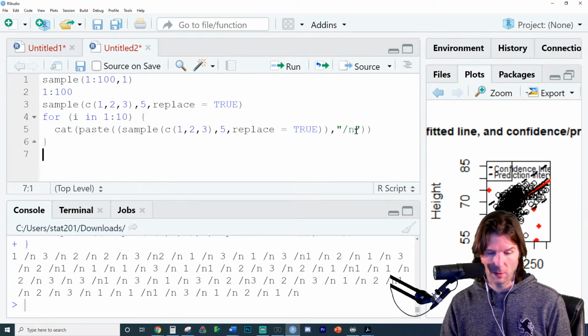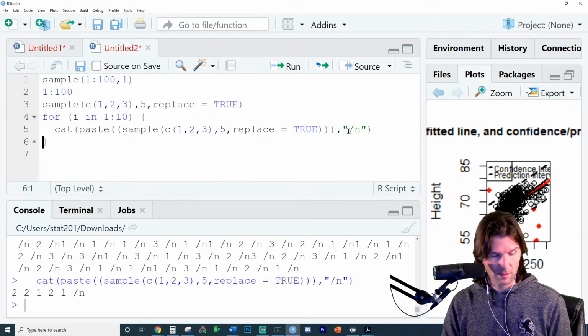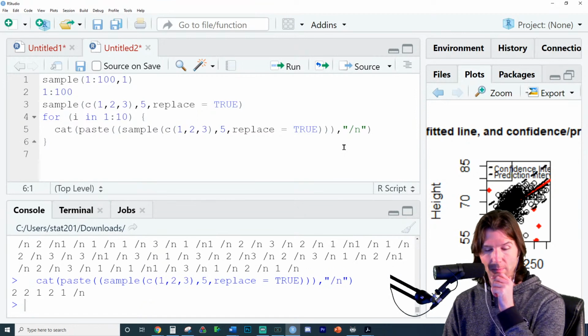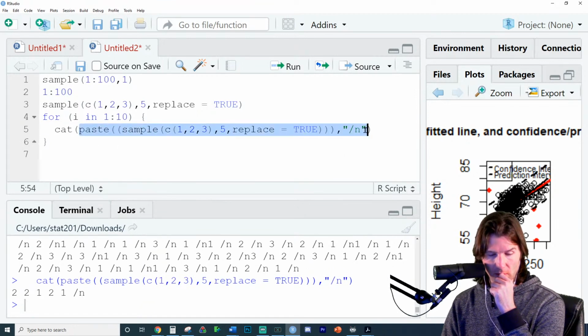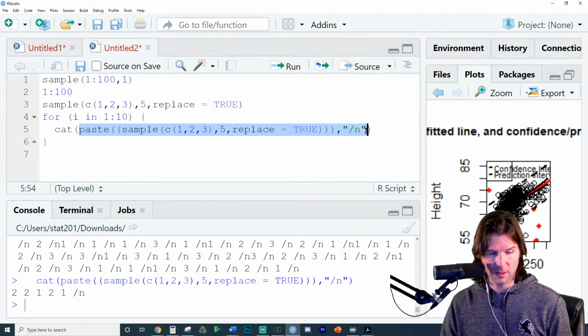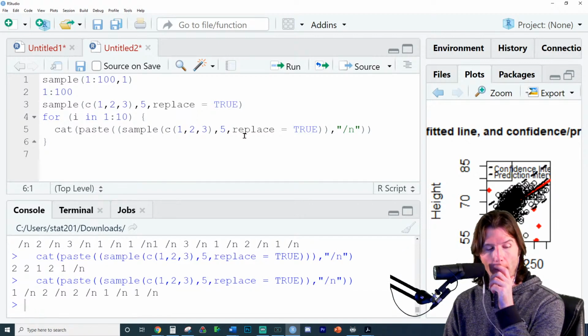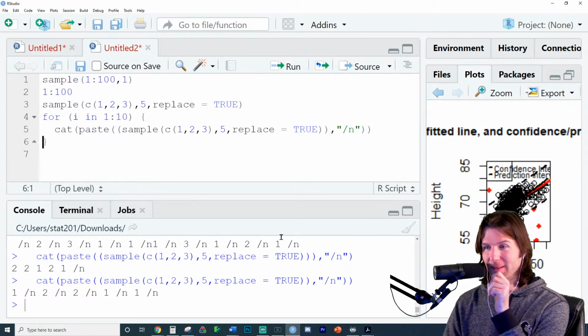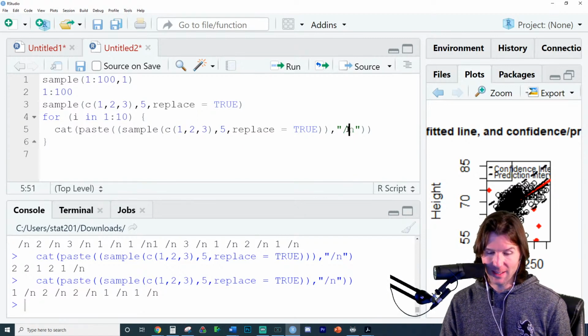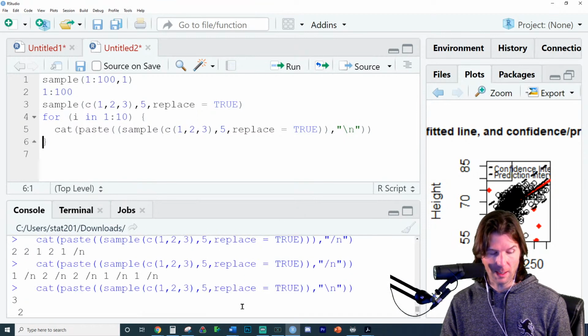Did I do it? Oh gosh. What have I done, everybody? I need to stay inside the sample. This will start a new line, right? Oh, that's outside the paste. It can't be in the cat. Am I doing the wrong backslash? I'm doing the wrong backslash. There.